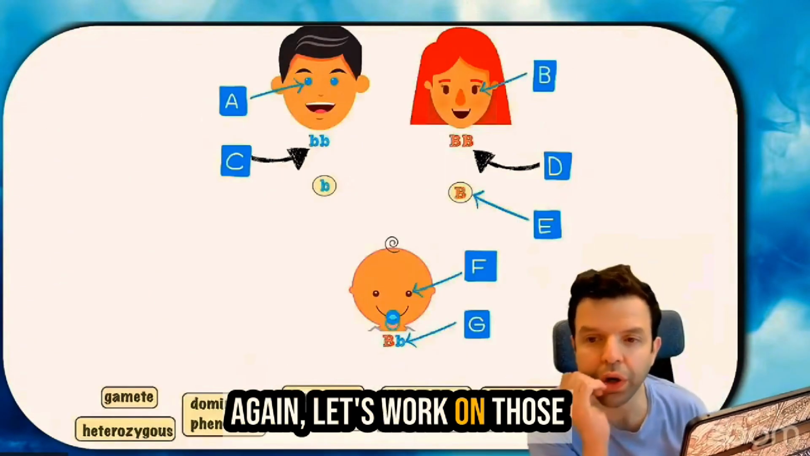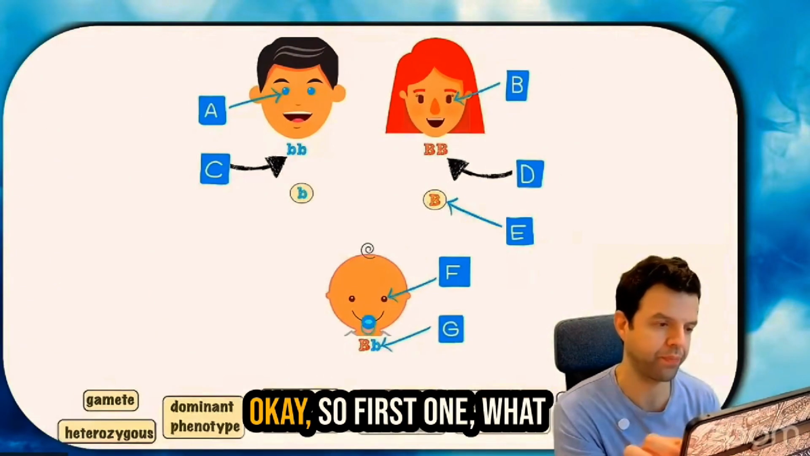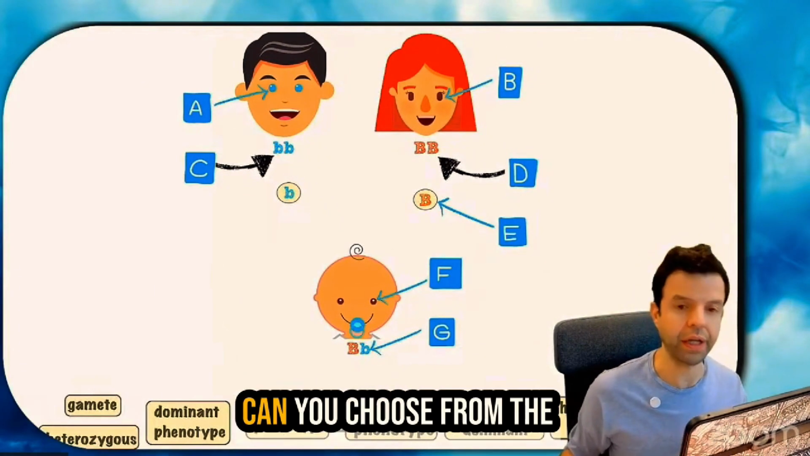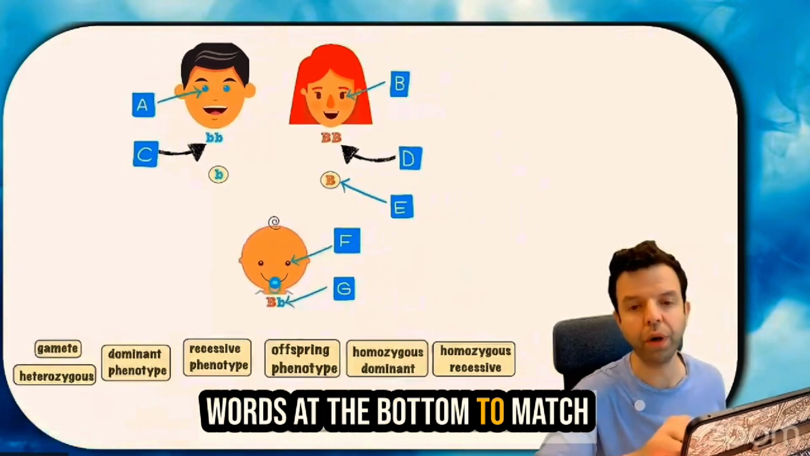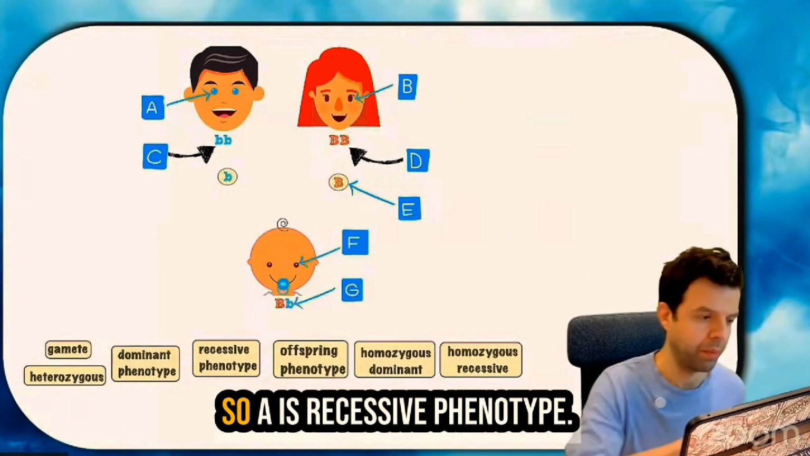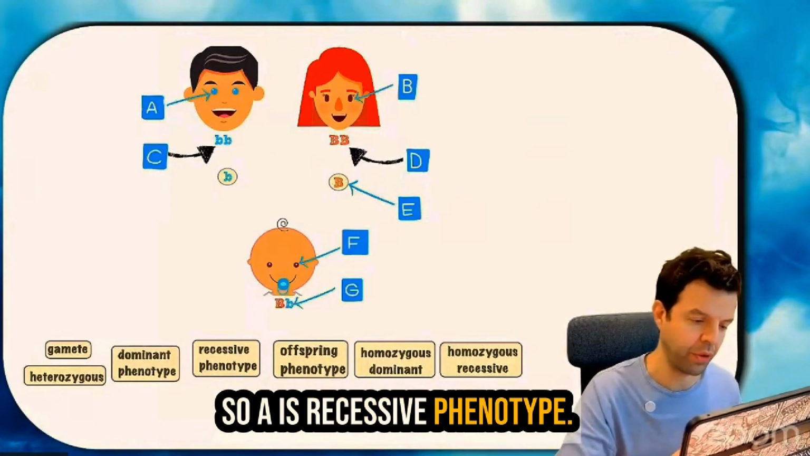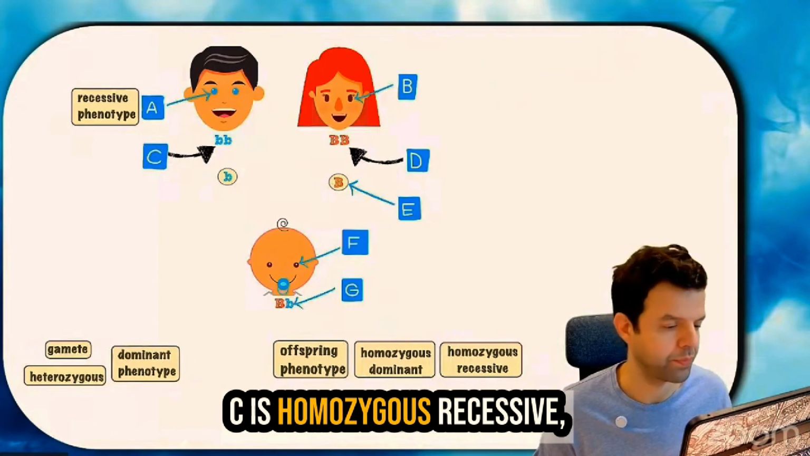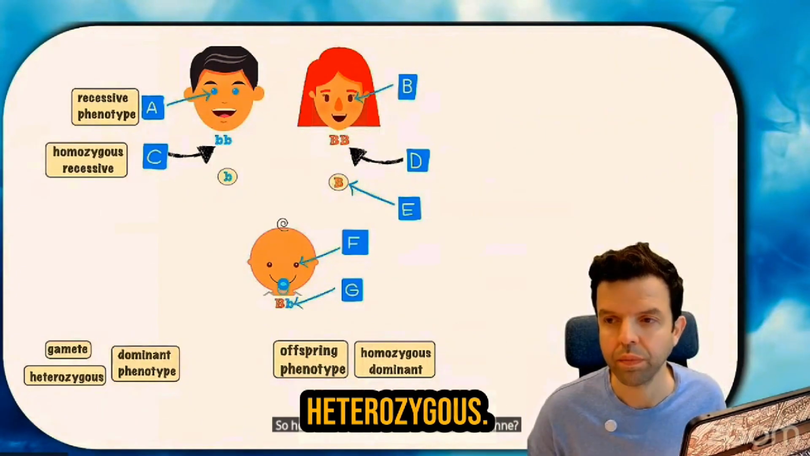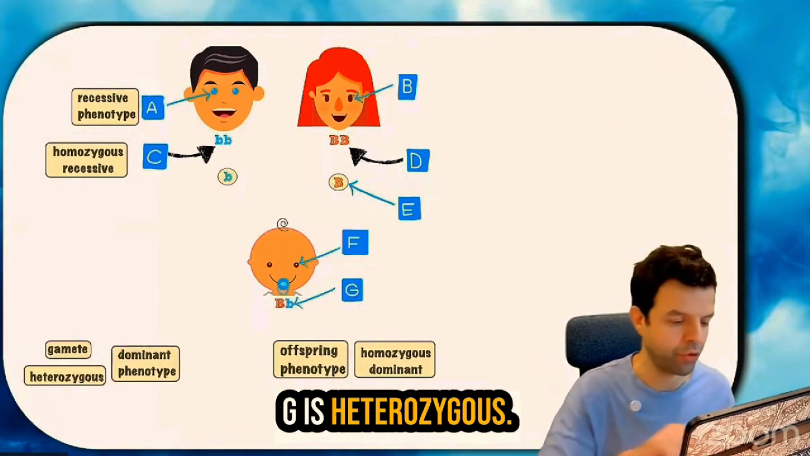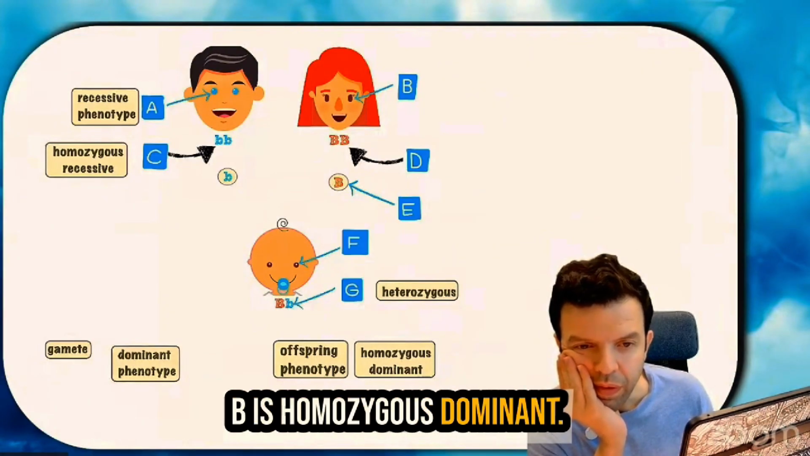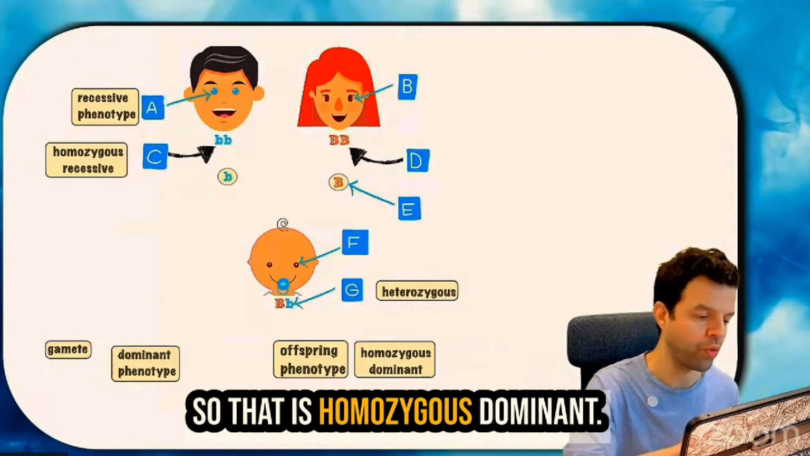Again, let's work on those examples we have here. Okay, so first one. What am I going to call this guy's eye color? Can you choose from the words at the bottom to match those letters at the top? Alia? A is recessive phenotype. C is homozygous recessive. G is heterozygous, right? Abakir? B is homozygous dominant. So that is homozygous dominant.